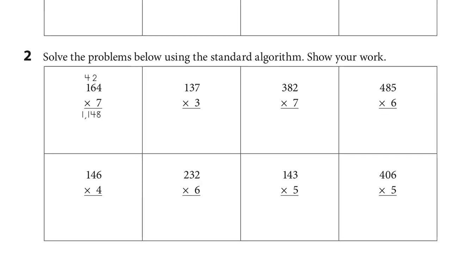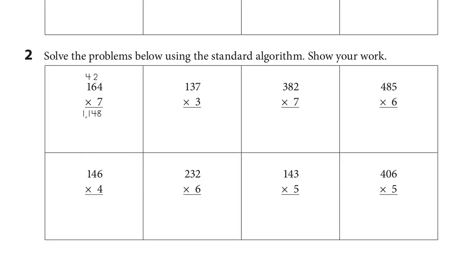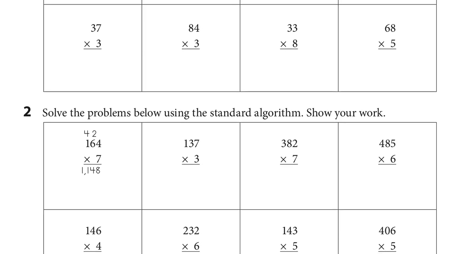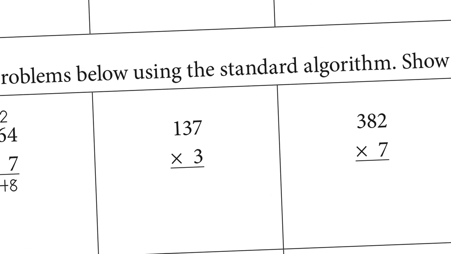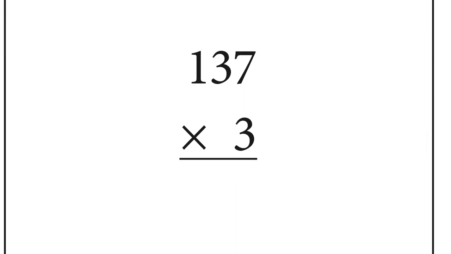Number 2 says, solve the problems below using the standard algorithm. Show your work. So we're going from 2 digits to 3 digits. The only thing that you might have to do is carry twice, okay? So if I look at this first example, let's do the steps. I know that I'm going to take 3. Ooh, that's not what I meant to do. Let's do our highlighter, actually.